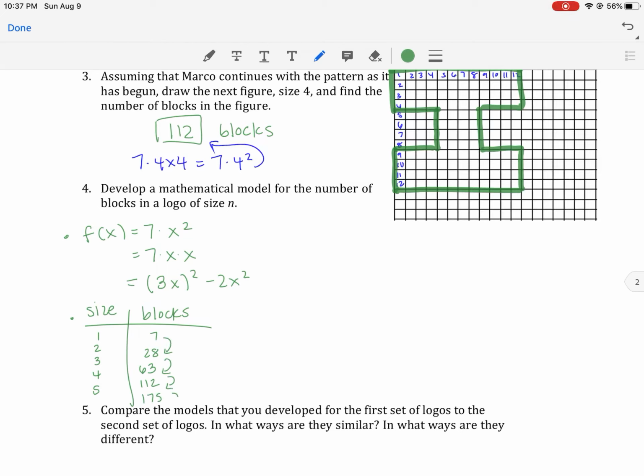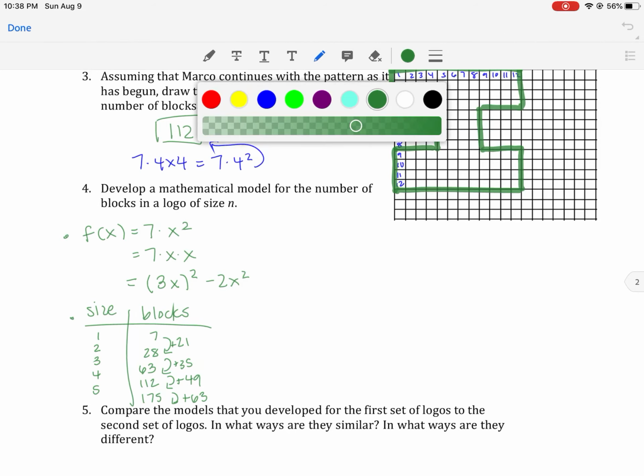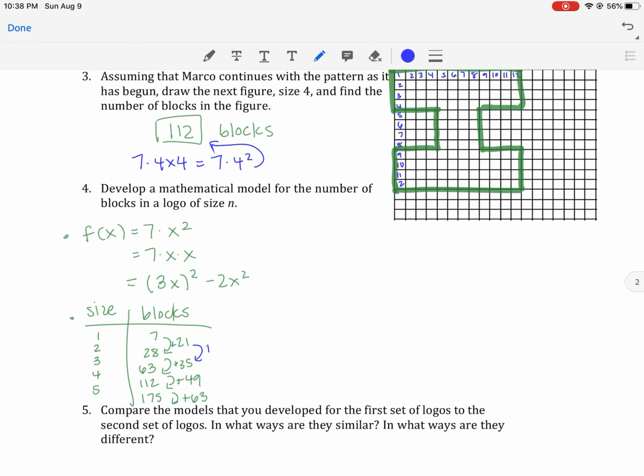Here, you may notice a little pattern. If we start adding, I get 21, and then I get 35, and then I'm getting 49, and I'm getting 63. Those are all multiples of 7, which is kind of interesting. If we look at that second difference, remember how we said that's going to be a key thing here? Notice each time we're adding 14.